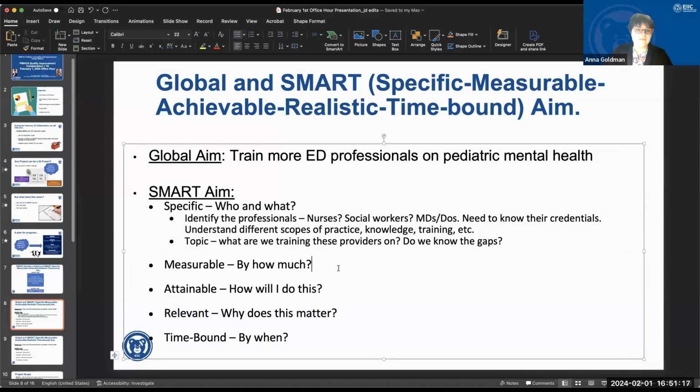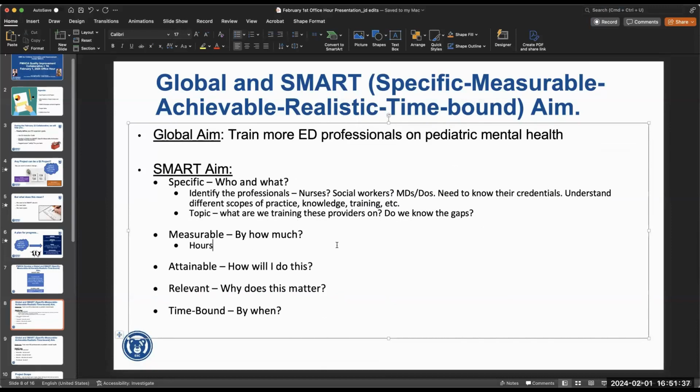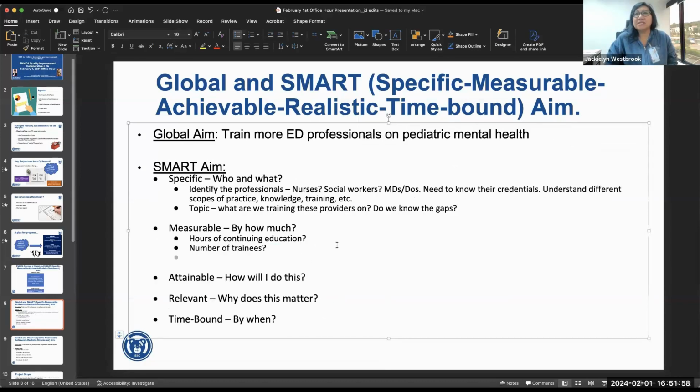Okay. Now measurable, by how much? How are we going to measure what we trained on? Are we going to count the number of people? Would it be hours and for CEs? Hours, yeah, could be. CEs, yeah. What else can we use? Survey, through the survey assessments we have, somebody's saying, yes.